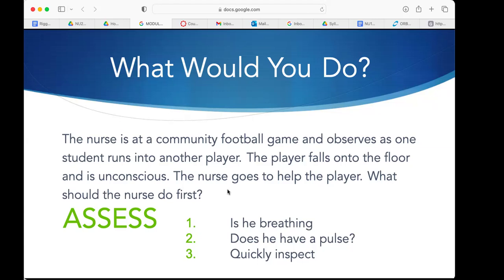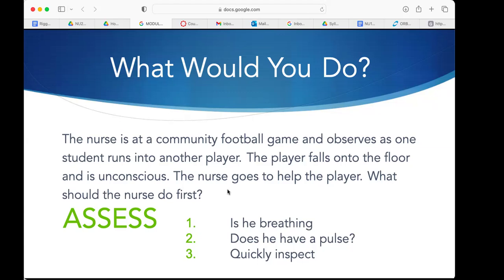Because remember, once you start CPR, you can't stop, right? So once you start, if no help's coming, you're gonna be there. You can't stop. And if no one else at that football game knows how to do CPR, you're gonna be there all night till he comes back to life or something. So you want to know that help is on the way.